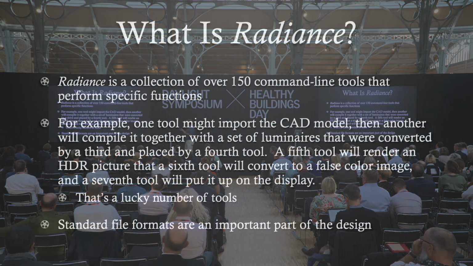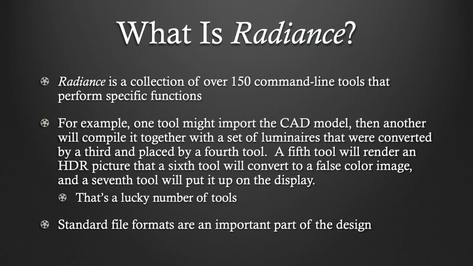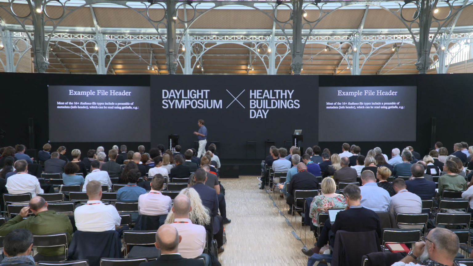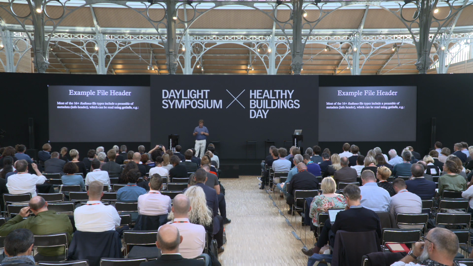So standard file formats are an important part of the design of this kind of a toolkit system. It's called a Unix sort of pipeline model. So you have to have standard file formats to communicate between the tools with. And there are 16 or more standard formats within Radiance, each of which has an information header.